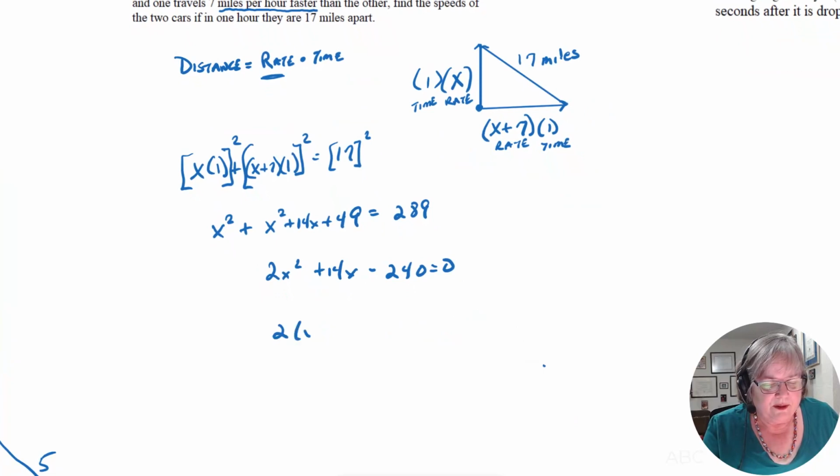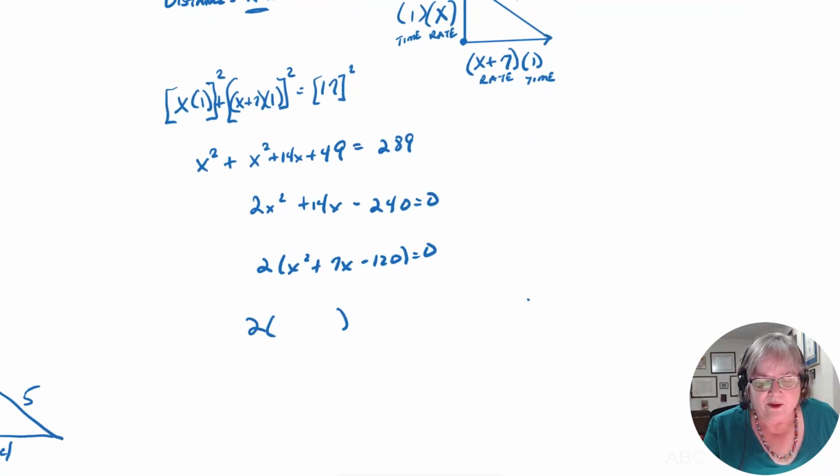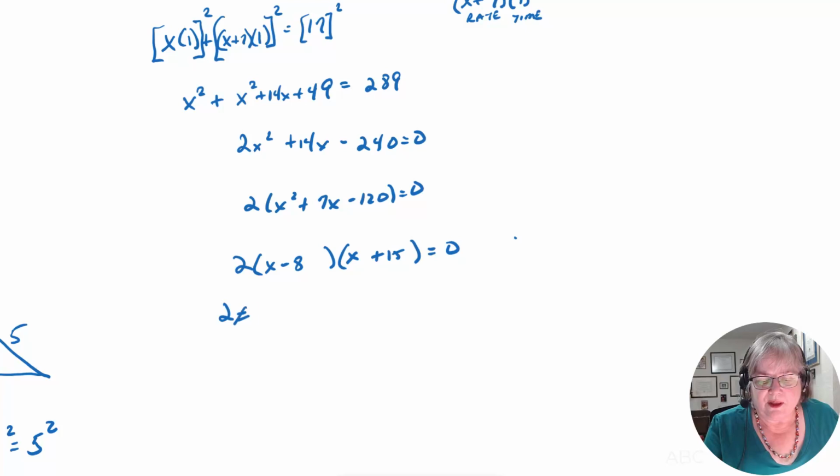So 2 times x squared plus 7x minus 120, factoring out my 2 in common. What multiplies to 120 and adds to 7? How about a minus 8 and a plus 15? Does that work for you? So the 2 cannot be equal to 0. X minus 8 might be equal to 0, in which case x is equal to 8. And x plus 15 could be equal to 0, in which case this would be negative 15.